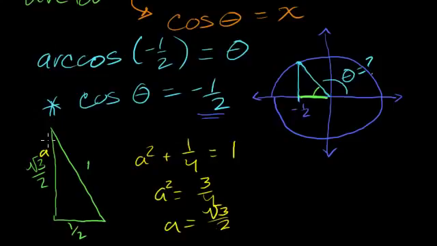So you immediately know this is a 30, 60, 90 triangle. And you know that because the sides of a 30, 60, 90 triangle, if the hypotenuse is 1, are 1/2 and the square root of 3 over 2.